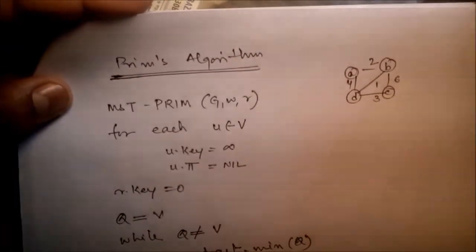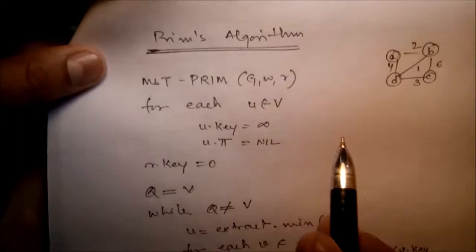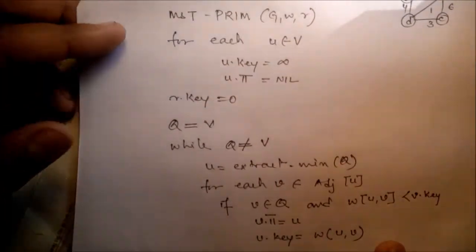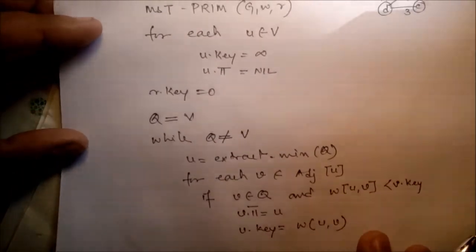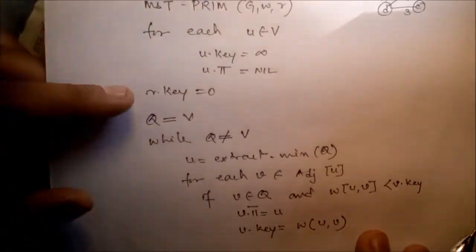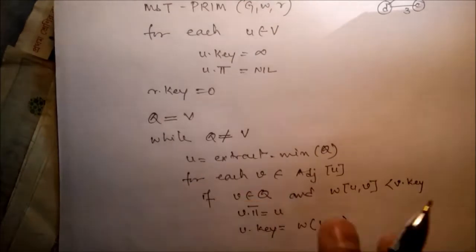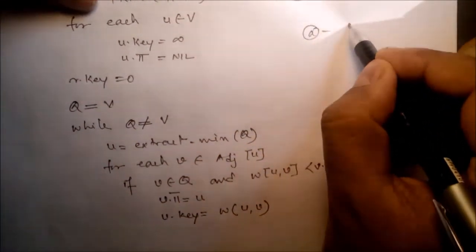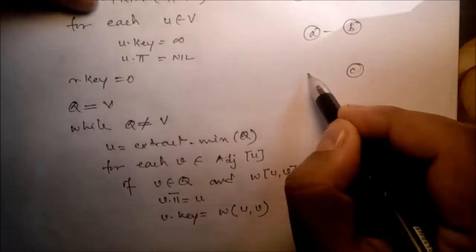Okay. Now the next algorithm is Prim's algorithm. You can note down the Prim's algorithm here from the video. Prim's algorithm. Okay. Some four nodes are there: A, B, C, and D.